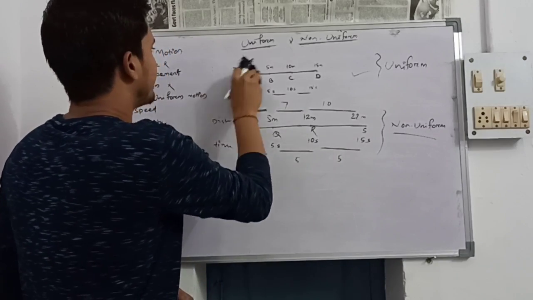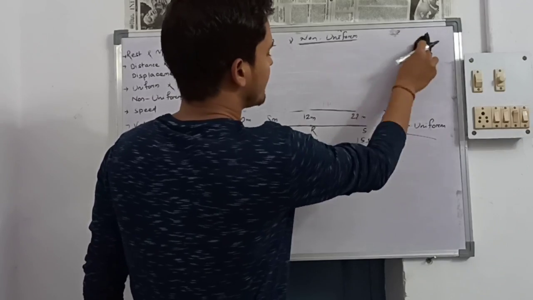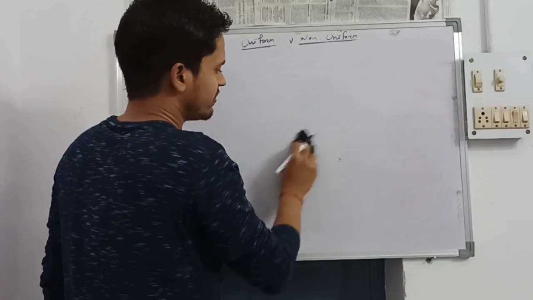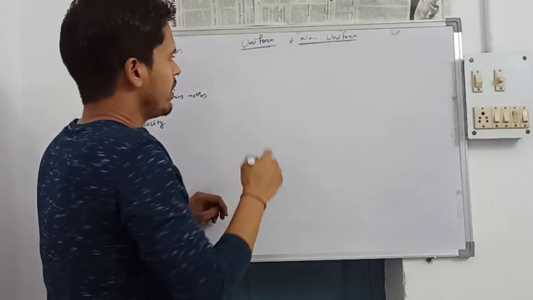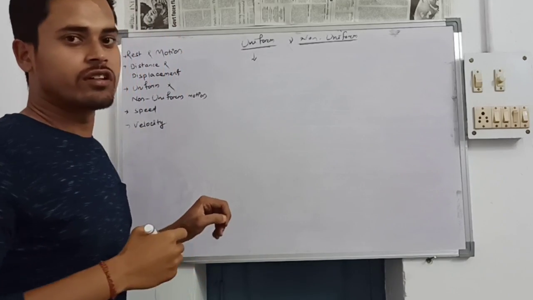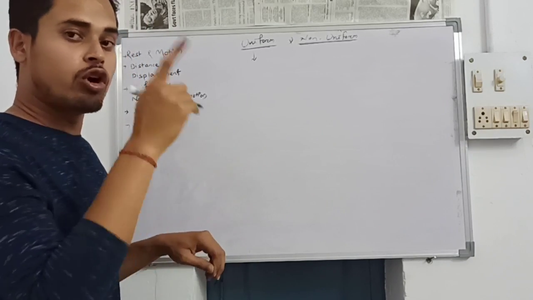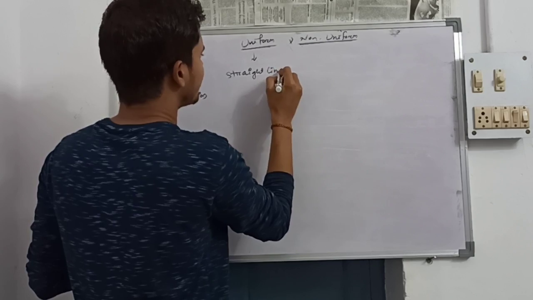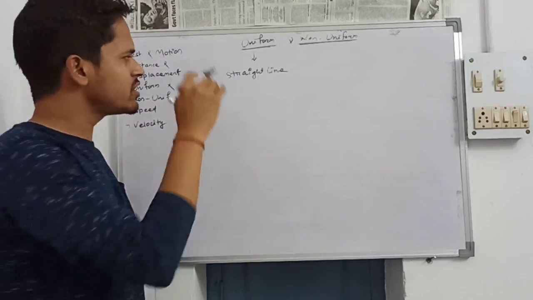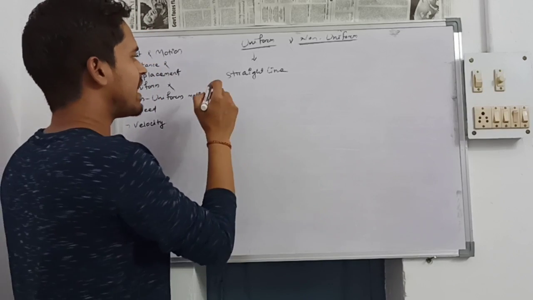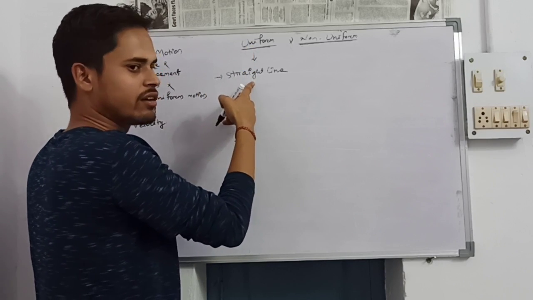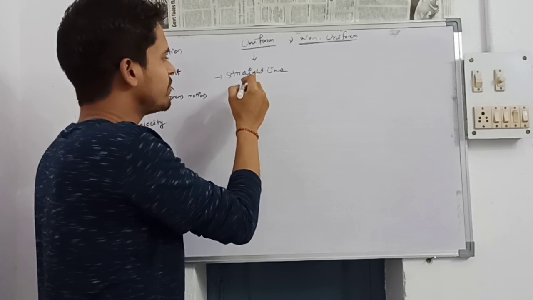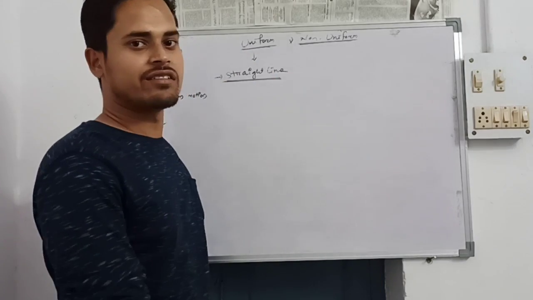The most important point about uniform and non-uniform motion is what I am going to tell. You will not find it in the book. Actually, in school books it is not written. In uniform motion, the object is always in a straight line. This must be a straight line motion. So the conditions are: it must be a straight line motion, and equal distances must be traveled in equal time intervals. So always remember, add this straight line in the definition.